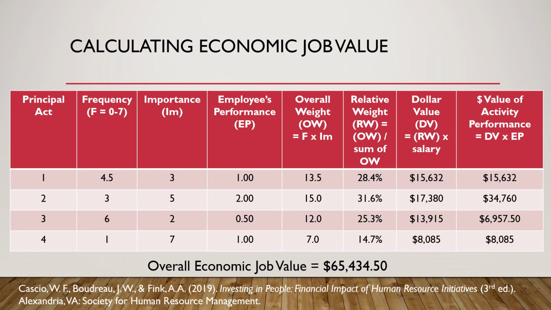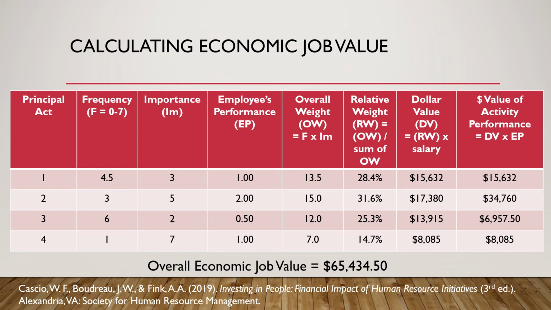We're then going to take the relative weight of each of those activities. The relative weight is going to be the overall weight of each activity divided by the sum of the overall weights. Here we have 28.4, 31.6, 25.3, and 14.7, and these will all be expressed as percentages. We're then going to assign a dollar value to each of these activities. We do this by multiplying the salary, which we've assumed is $55,000, times the relative weight of each of the activities. Here we have $15,632, $17,380, $13,915, and $8,085, and each of these is expressed in dollars.